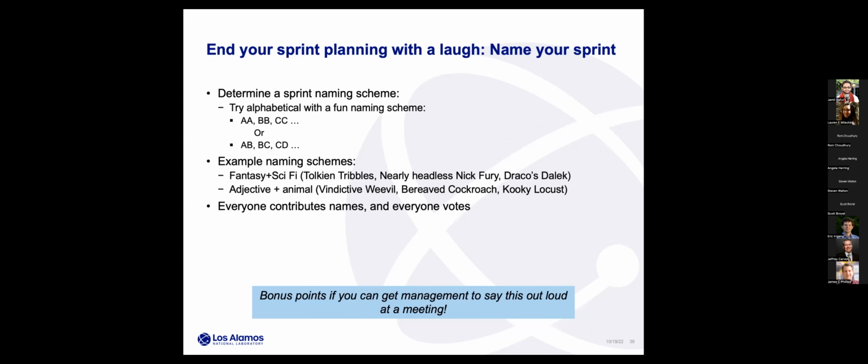So some specific fun things that I do with my sprints: we name our sprints. We do alphabetical names with a fun naming scheme: AA, BB, CC, or AB, BC, CD. Some of the fun naming schemes that we've done in the past are fantasy plus sci-fi. So we had Tolkien Tribbles. We had Nearly Headless Nick Fury. So we have a lot of fun, and those things can seem very superfluous, but they really build a team identity and team ownership. And it is definitely bonus points if you can get some upper management to talk about what's going on in Vindictive Weevil. I'm just saying.